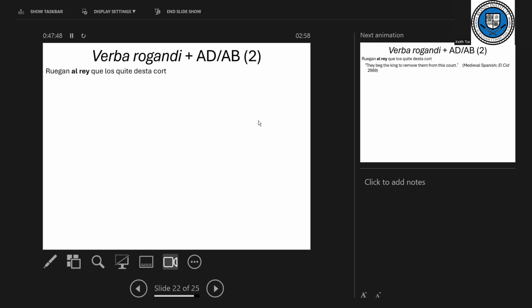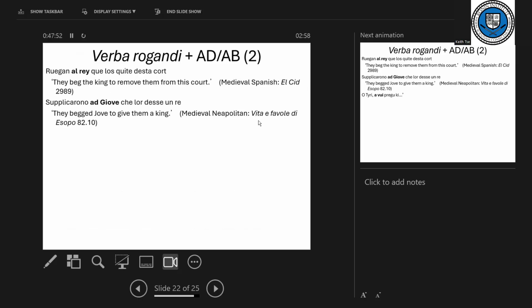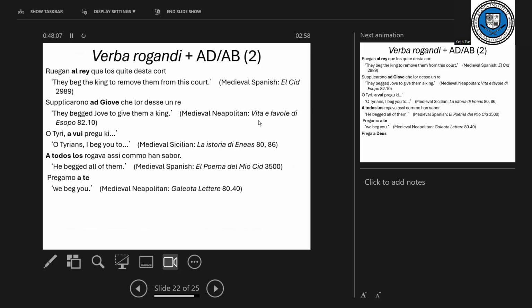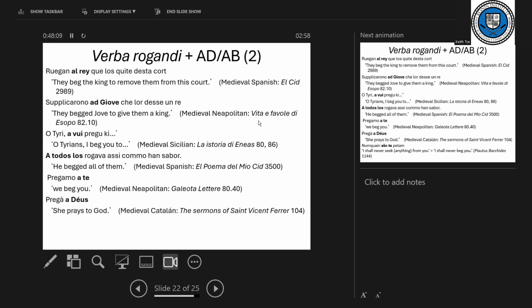However, there's something more interesting about our verbs of begging. If we look at these medieval examples again, these seem to be three-place verbs, and they express the indirect object, the person to whom the request is being made. However, there are also examples in all of these texts where there's only one object, and it's the human object. So we can omit the clause or the noun denoting the request and simply have the verb of begging taking a human object.